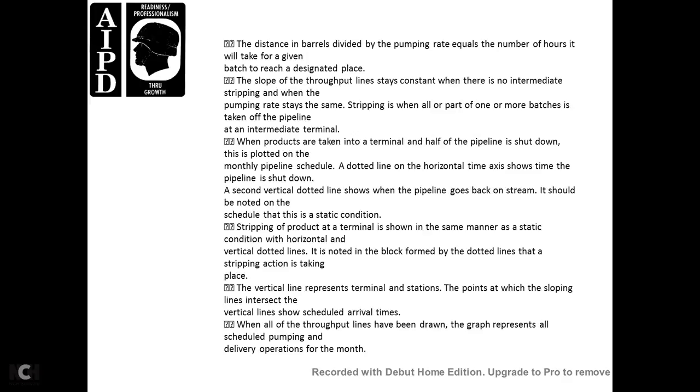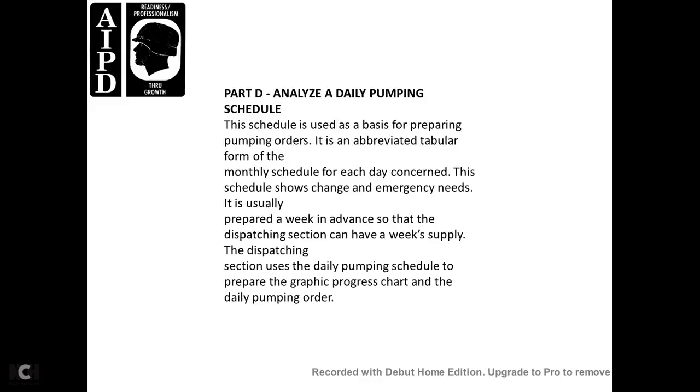Vertical lines represent terminal station points at which the sloping lines intersect the vertical lines and show scheduled arrival times when all throughput lines have been drawn. The graph represents all scheduled pumping and daily delivery operations for the month.